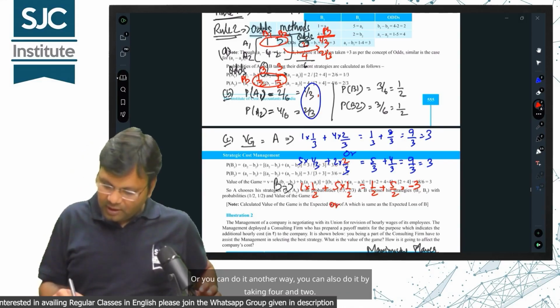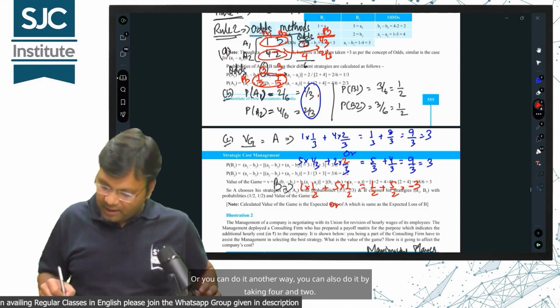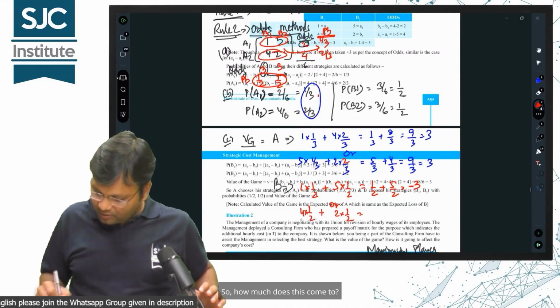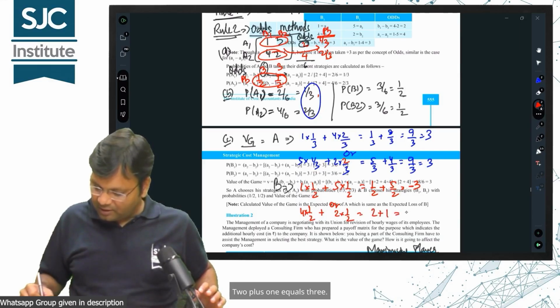Or you can do it another way. You can also do it by taking 4 and 2. So 4 into half plus 2 into half. So how much does this come to? 2 plus 1 equals 3.